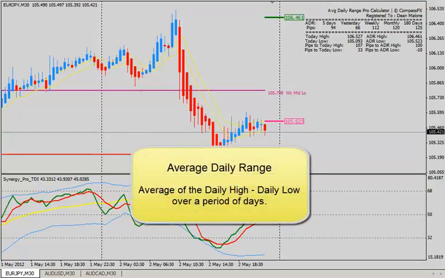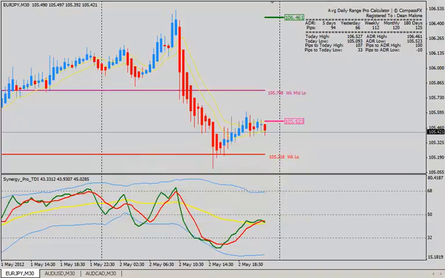The average daily range is simply the average high to low day after day after day. Some refer to it as the average true range, which is the difference between the daily high and the daily low. So let me be a little bit more clear about this.